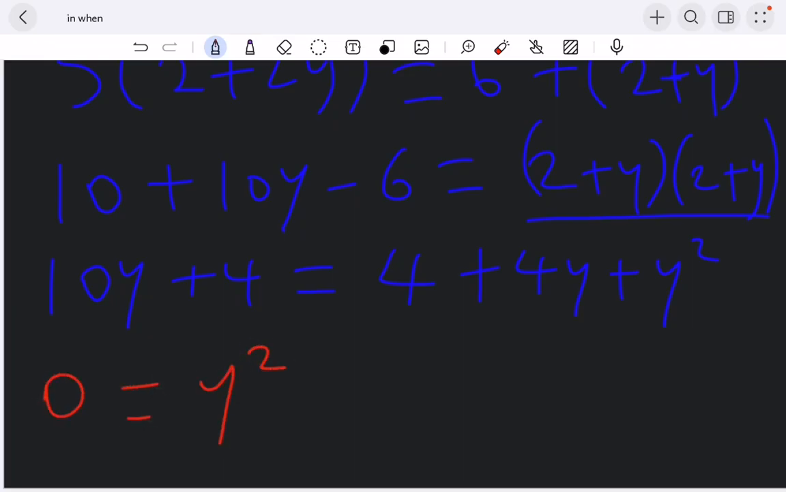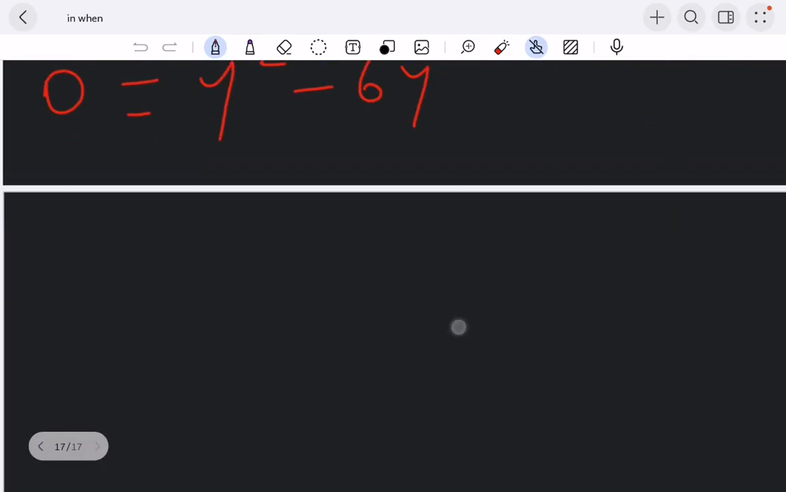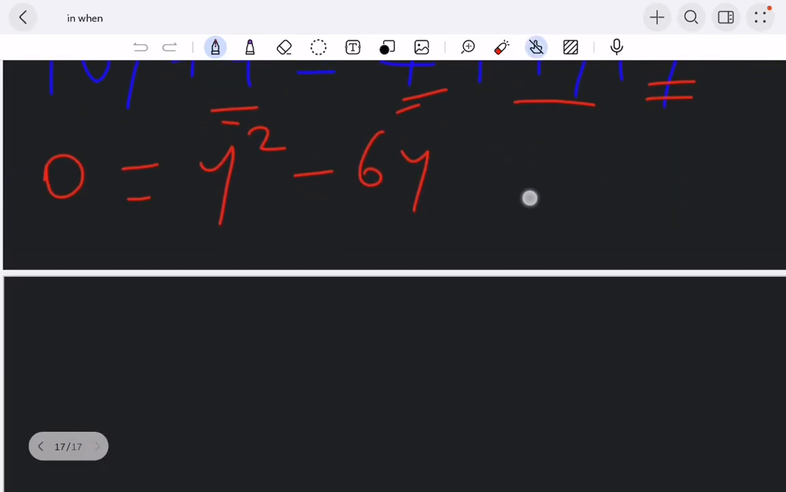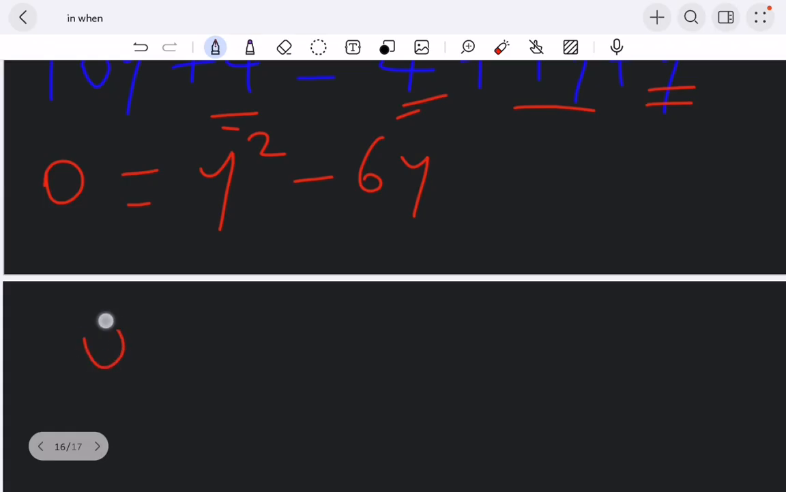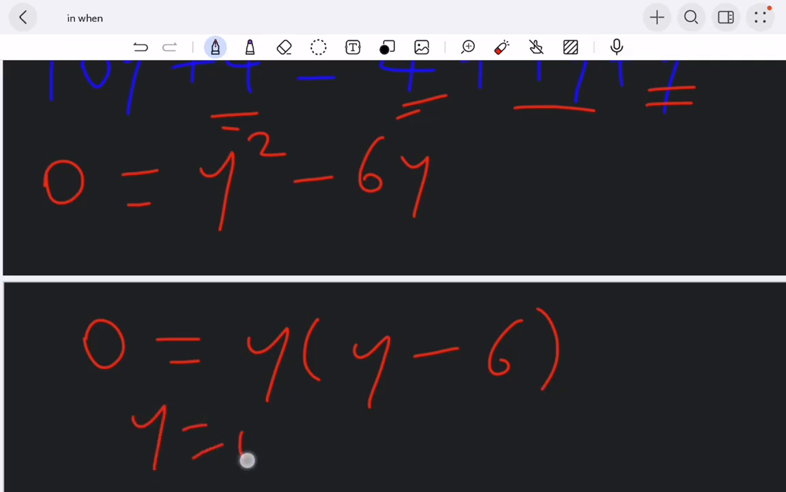So y squared, and I want to write it in order. So 4 minus 4, minus 10 is going to give us minus 6y, and then we have 4 minus 4 will give us this 4 here. We'll check this 4, and then we're left with 0. Then this is how it looks. And then since our equation no longer has 4 terms, we're just going to simplify it easily and say y times y minus 6, and then we know that y is equal to 0 or y is equal to 6.